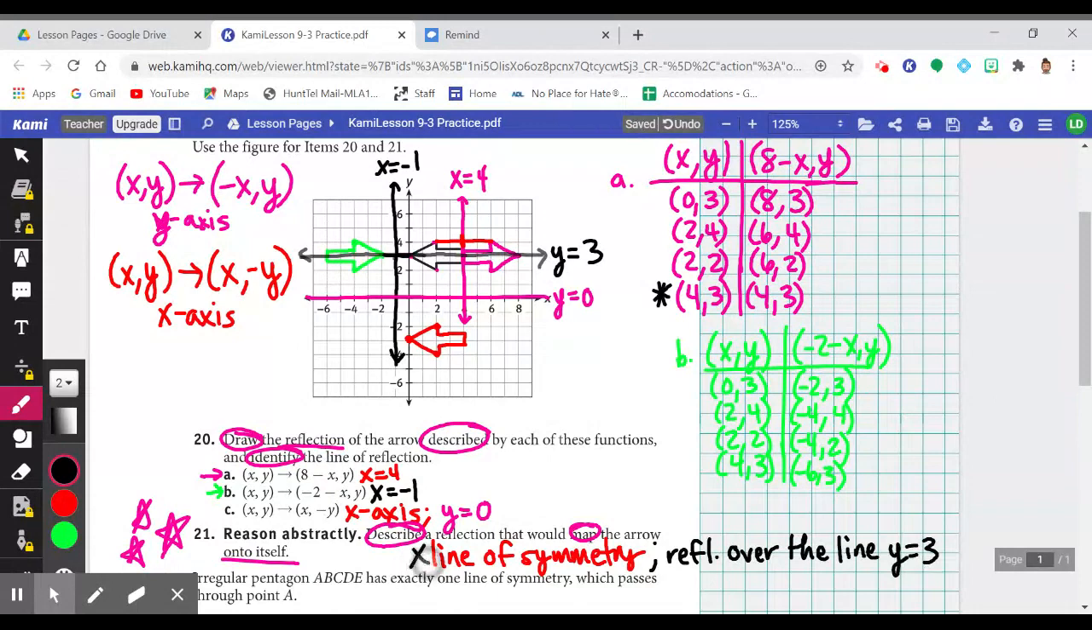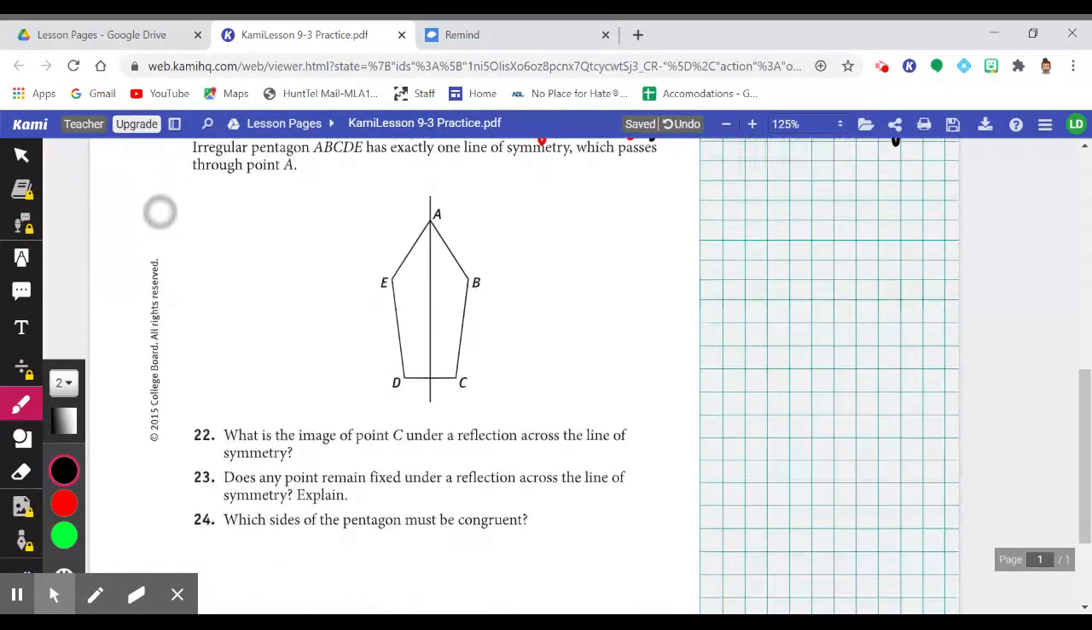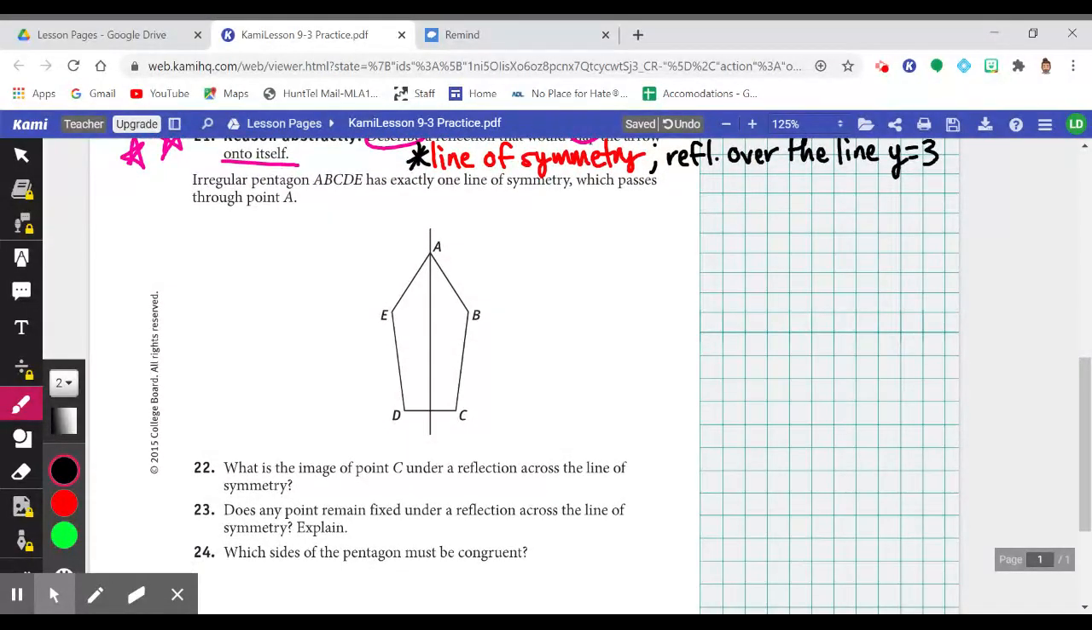But it really all depends on this concept here, a line of symmetry, which brings us to items 22 through 24. It says irregular pentagon. Hopefully you learned in the previous lessons, regular pentagon means all sides are congruent and all angles are congruent. So irregular means not all sides or angles congruent. So a regular pentagon means all 5 sides, all 5 angles are the same measure, but irregular simply means not all sides and angles congruent.